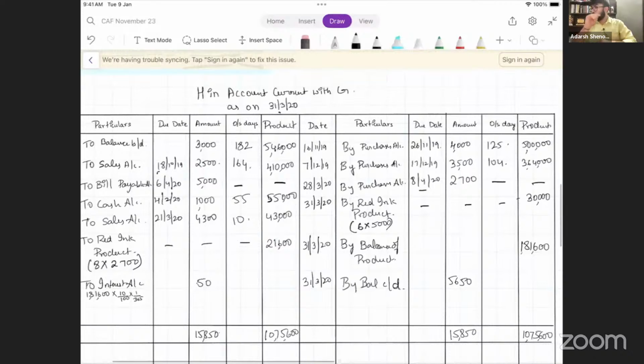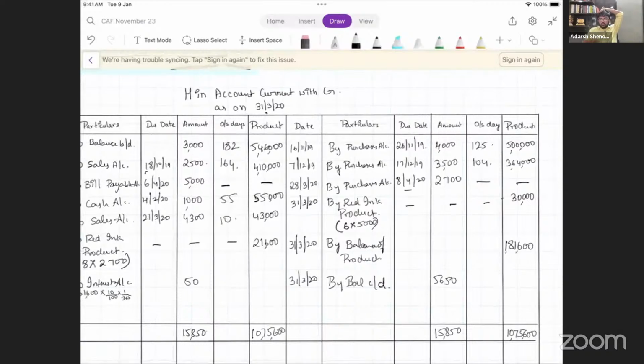Udupi questions. Okay, so some tips over here. Remember, reading interest means what? If the due date is falling after the account current date, we call it reading interest. So the product for such transactions will be calculated on the opposite side. Just remember that much. Nothing else you have to remember. You don't write the product on that side, you write it on the opposite side when the due date is falling after the account current date.